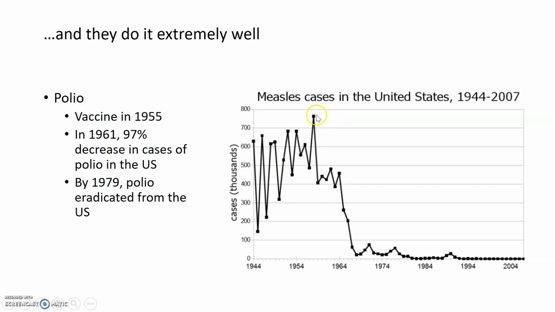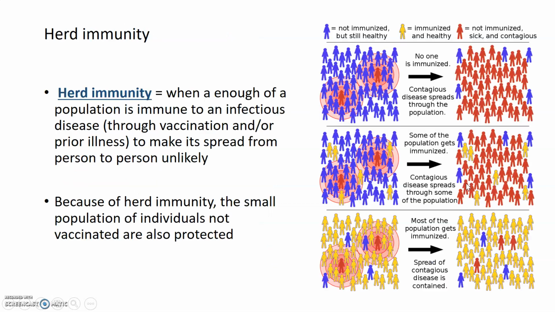At some points, almost up to 750,000 cases in a single year. The MMR vaccine was introduced in the early 60s, which is about right here. And you can see that there's a dramatic drop in the number of cases in the United States, almost to zero, which is pretty amazing.